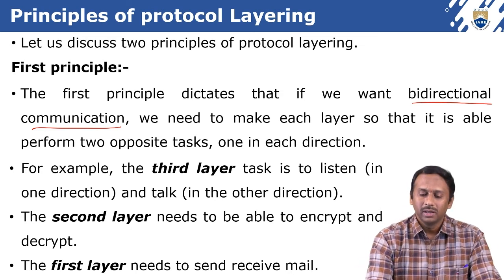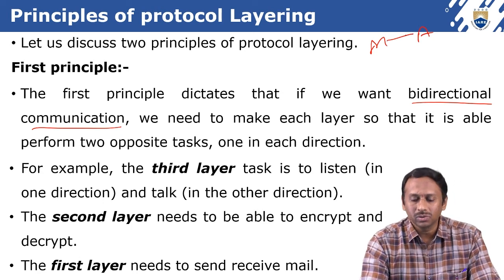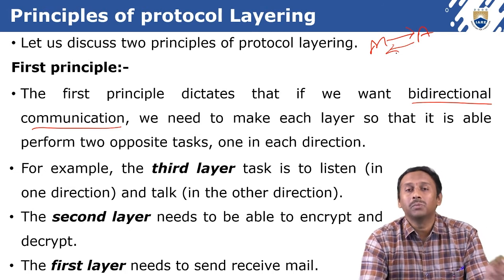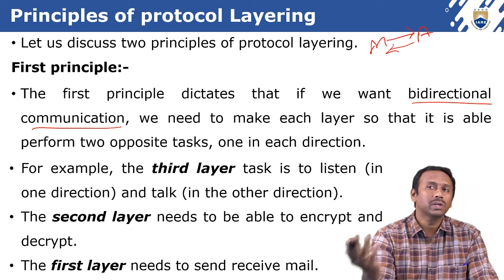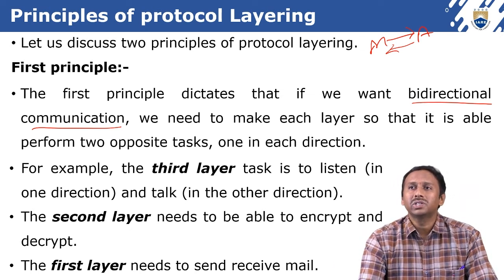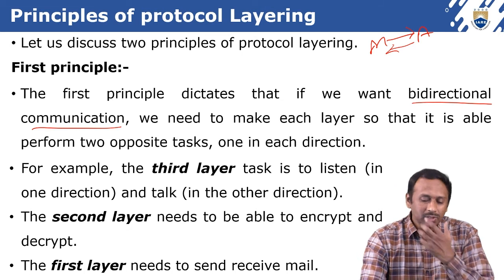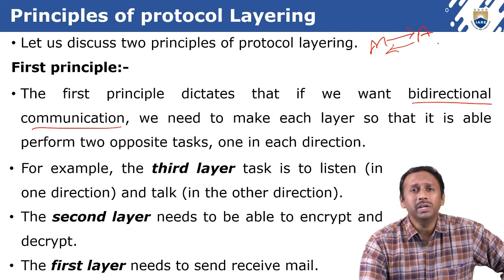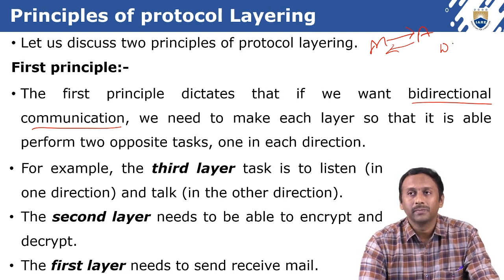Assume that Maria and Anne are there. Only Maria is not going to talk always, and Anne is not going to talk always. Both are discussing, isn't it? So that is two-way communication. We can also call it bidirectional communication. So we need to make each layer able to perform two opposite tasks, one in each direction. For example, I hope that everybody knows the walkie-talkie.